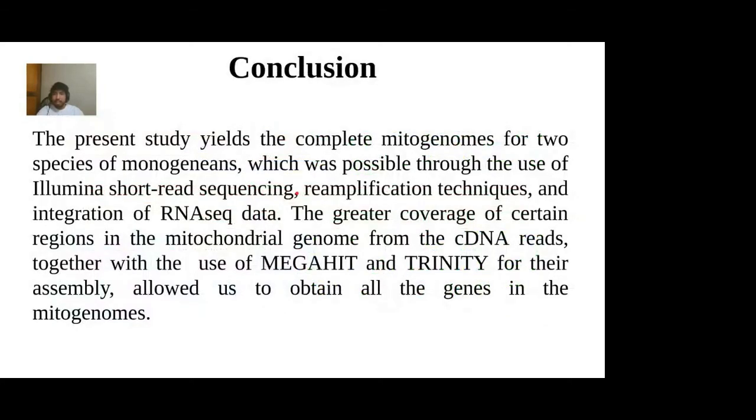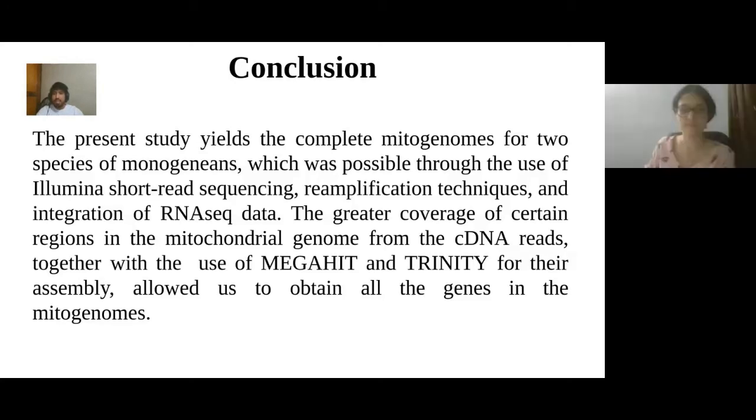The present study yields the complete mitogenomes for two species of Monogeneans, which was possible through the use of Illumina short-read sequencing, reamplification techniques, and integration of RNA sequence data. The greater coverage of certain regions in the mitochondrial genome from the cDNA reads, together with the use of MEGAHIT and Trinity for their assembly, allowed us to obtain all the genes in the mitogenomes.